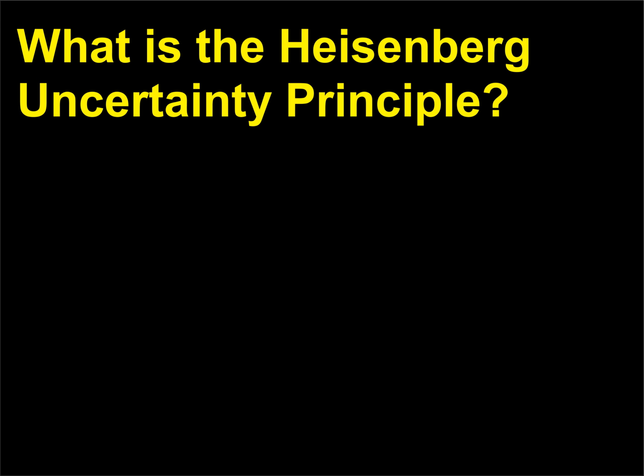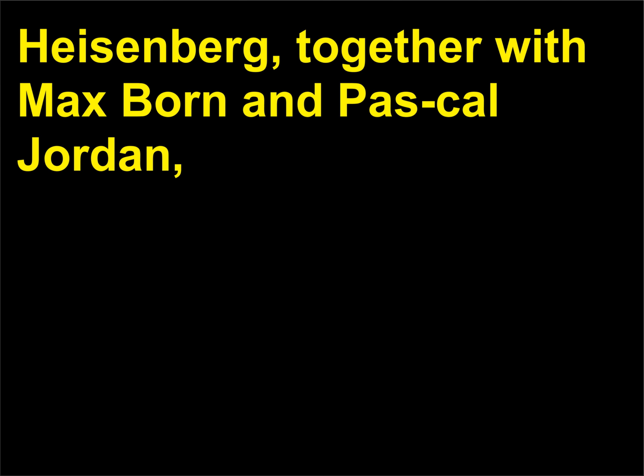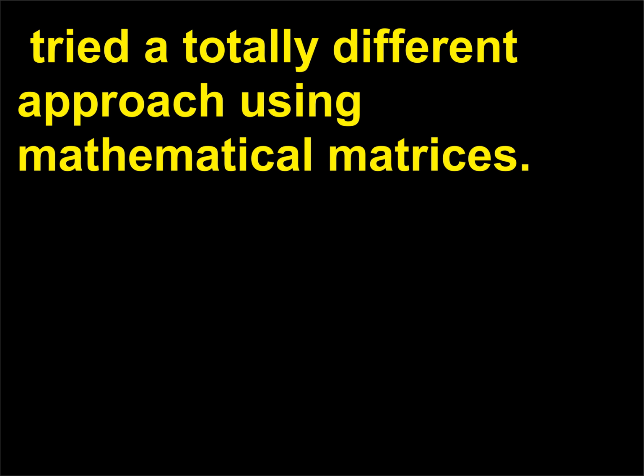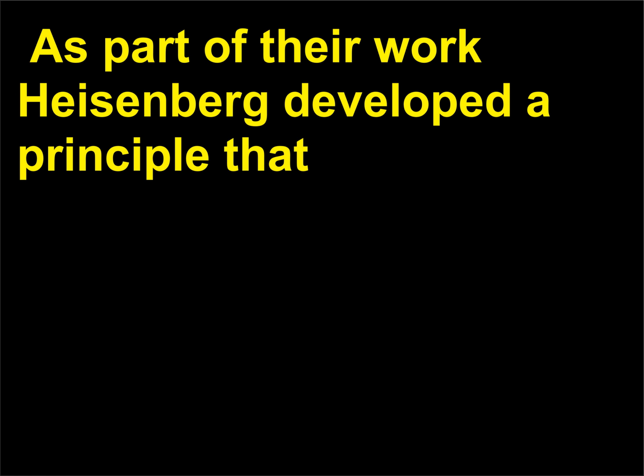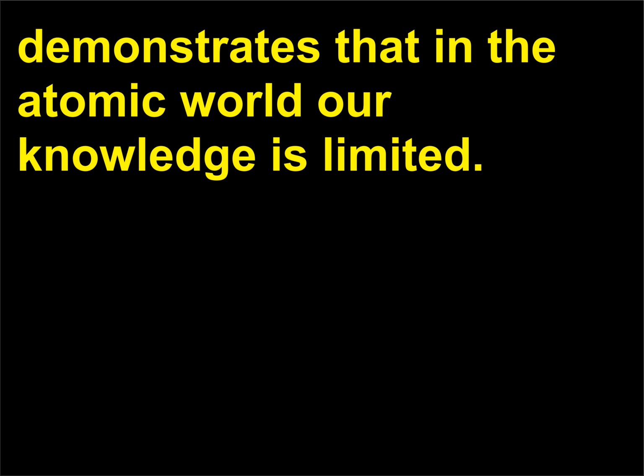What is the Heisenberg uncertainty principle? Heisenberg, together with Max Born and Pascual Jordan, tried a totally different approach using mathematical matrices. As part of their work, Heisenberg developed a principle that demonstrates that in the atomic world our knowledge is limited.